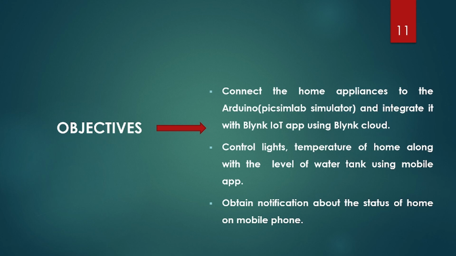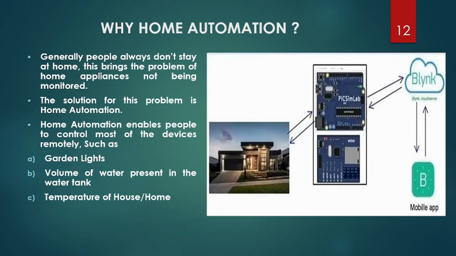Connecting the home appliances to the Arduino PICSIMLAB simulator and integrating it with the Blink IoT app using Blink Cloud. Controlling of lights, temperature of home along with the level of water tank using the mobile app. Obtaining the notification about the status of home on the mobile application.